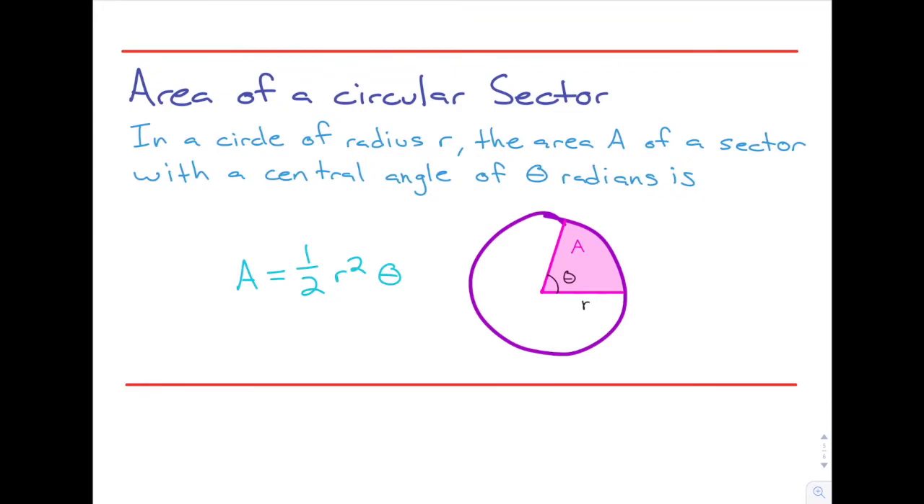So the area of a circular sector: in a circle of radius r, the area A of a sector with a central angle of theta radians is A equals 1/2 r squared theta.